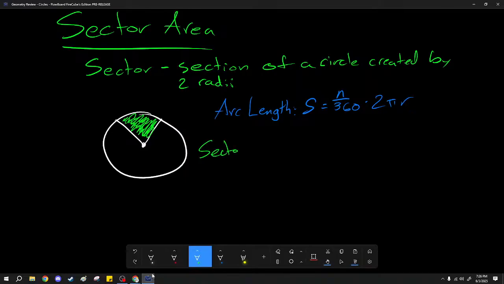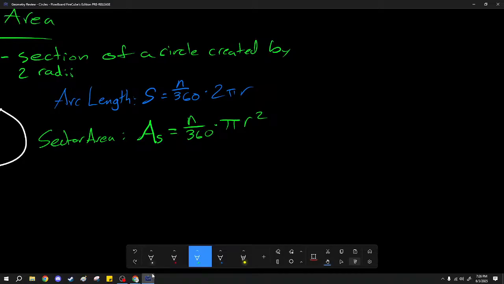Sector area is very similar. They didn't give me a letter to use, so I tend to go A for area and subscript S for sector. So area of a sector is equal to the same exact fraction, but instead of times 2 pi r, it's times pi r squared. Up at the top, I said 2 pi r was its own equation, and so is pi r squared. Pi r squared is the area of the full circle.